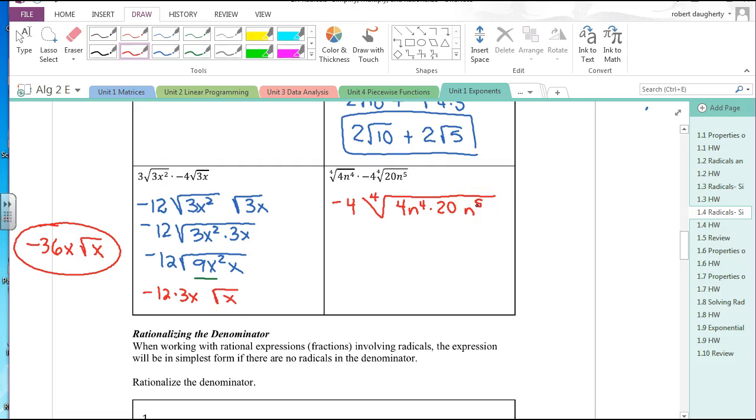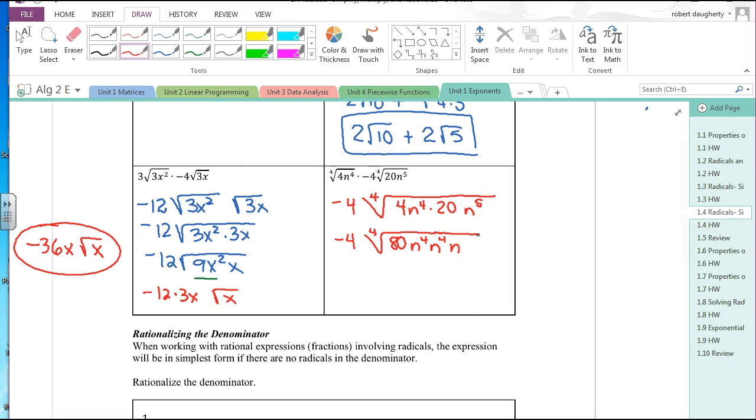So this is negative 4, fourth root of 80 n to the fourth. How can I rewrite n to the fifth? Yeah, right, as n to the fourth times n. Okay, a total of 9 n's, and they're all accounted for there.